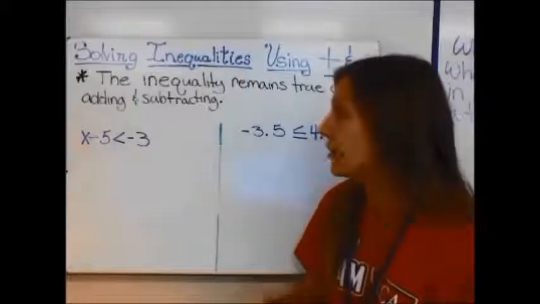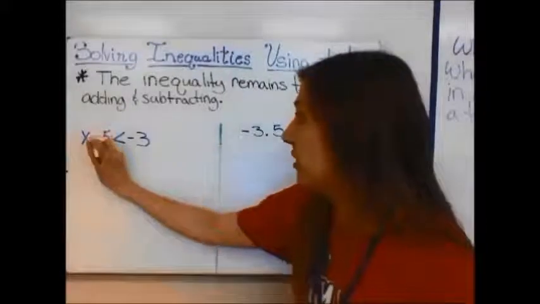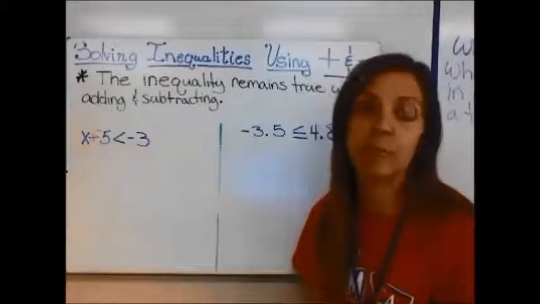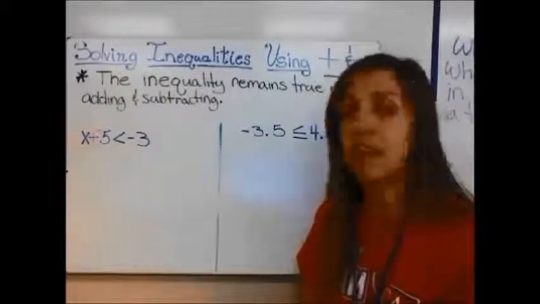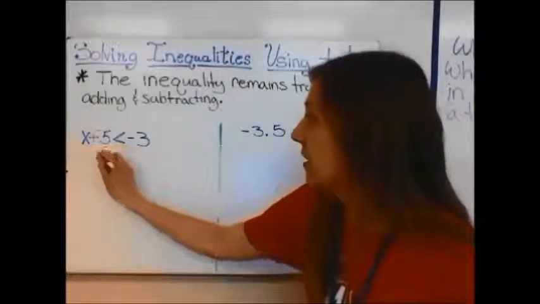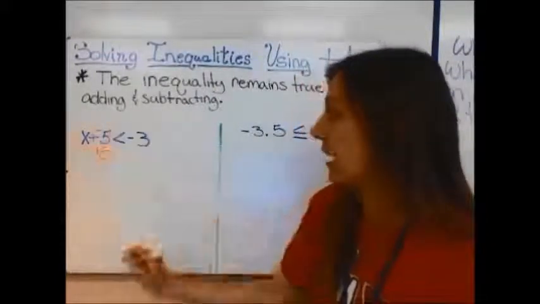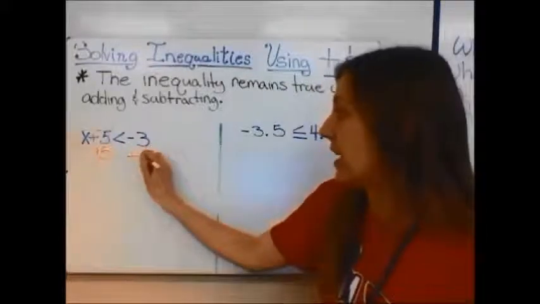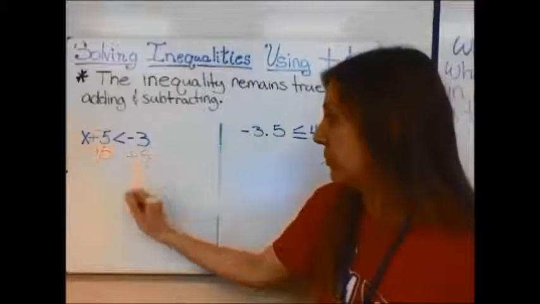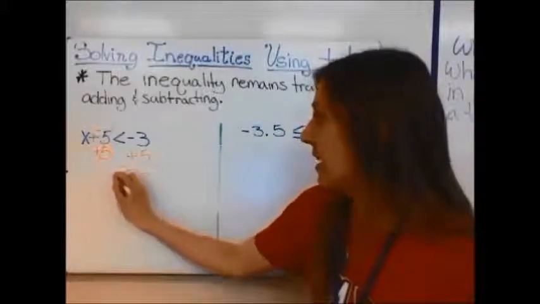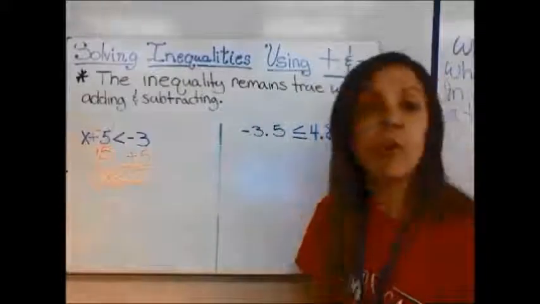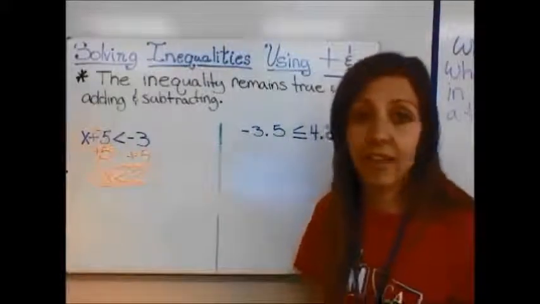So I'm going to switch it, just so I can see that plus a negative is the same as subtracting 5. In both cases, I'm just going to add 5 to cancel out this 5. So I add 5 and those cancel, and I add 5 here, and I get negative 3 plus 5 is 2. So x is less than 2. So x can be any value that is less than 2.